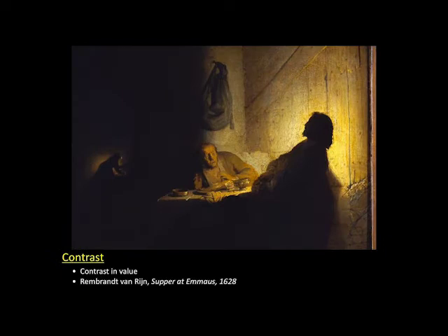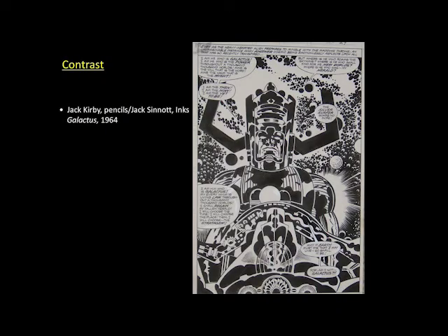So in this case, contrast in value. Obviously, extreme darks and extreme lights contrasting. The figure of Christ is completely backlit. The rest of the room is exceedingly dark. We have a little bit of contrast in the back edge there where Aeneas' wife is preparing dinner. So contrast in value, light versus dark. Again, contrast in value, light versus dark.